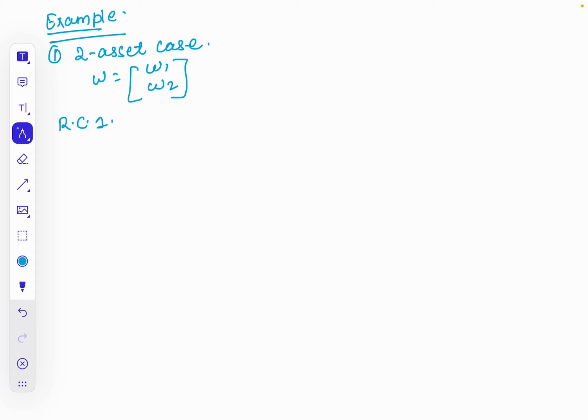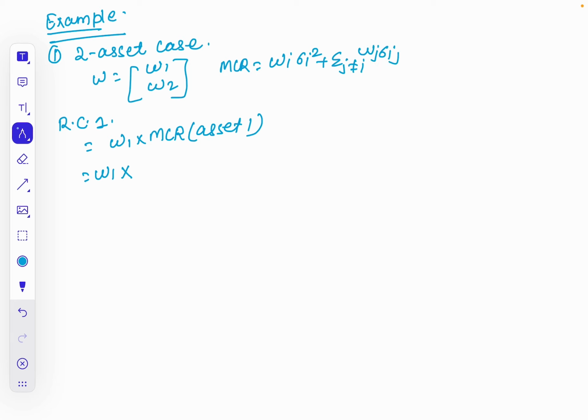What is the risk contribution of asset 1? We know the risk contribution of asset 1 will be the weight of asset 1 times the marginal risk contribution of asset 1. So it is equal to W1 into the MCR. We know its formula, right? So let us write the MCR formula. MCR is nothing but weight I into sigma I square plus the summation for all j not equal to I of Wj sigma ij, divided by sigma w. So this is the MCR.